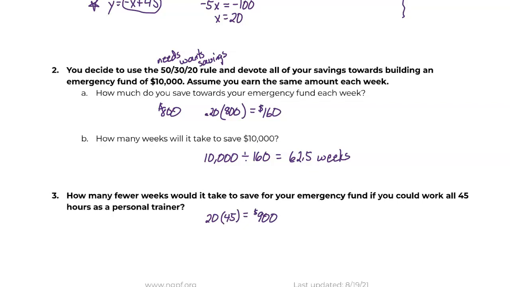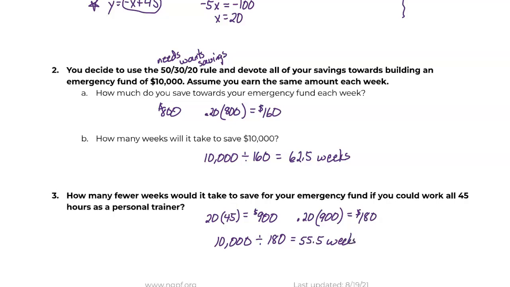If we use the 50-30-20 rule, then we're going to save 20% of that. It's $180 being saved towards the emergency fund each week. To find out how many weeks it will take to make $10,000, we take $10,000 and divide by the $180 each week. 55.5 weeks.